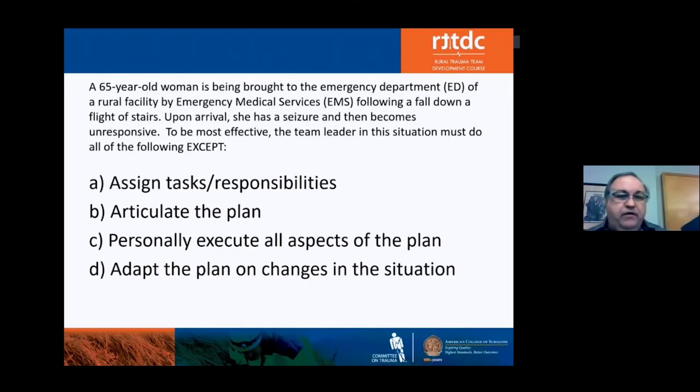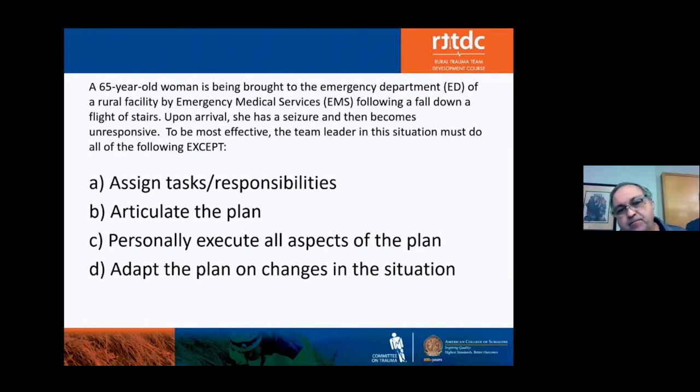There we go. A 65-year-old woman is being brought to the emergency department of a rural facility by EMS following a fall down a flight of stairs. Upon arrival, she has a seizure and then becomes unresponsive. To be most effective, the team leader in this situation must do all of the following except: A, assign tasks and responsibilities; B, articulate the plan; C, personally execute all aspects of the plan; and D, adapt the plan on changes in the situation. Okay, so go ahead and select your answer.